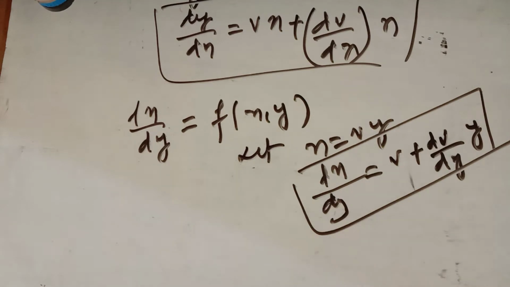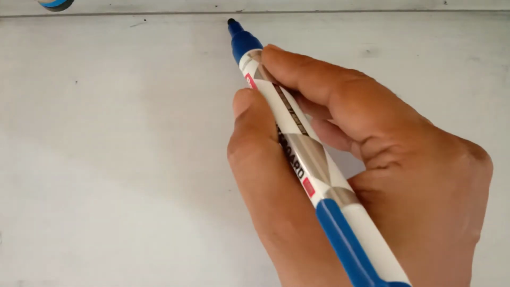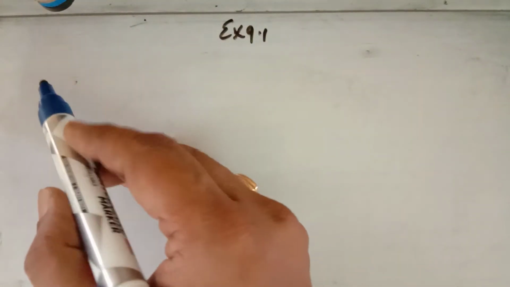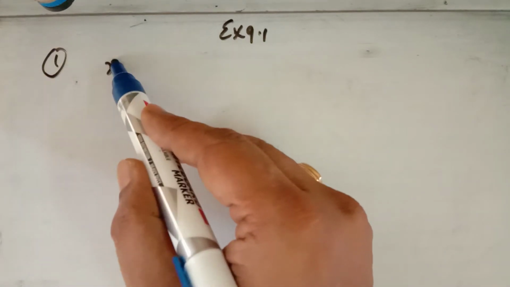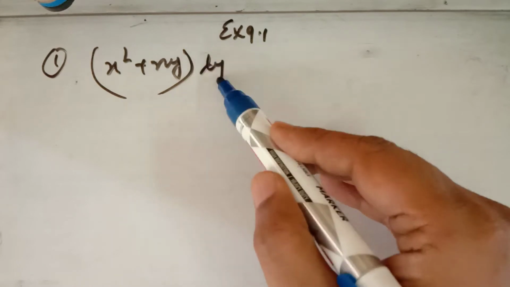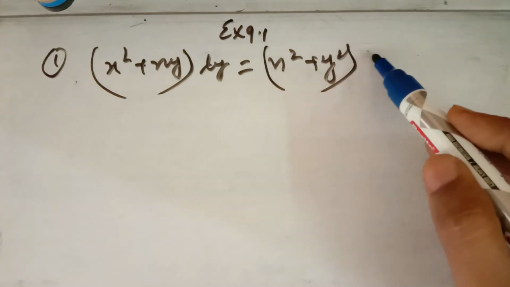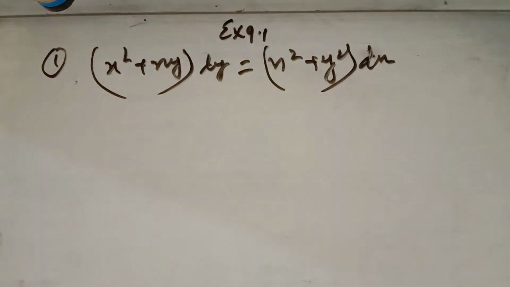Now let us start with the exercise. It is exercise 9.5 and the question number is 1. It is (x square plus xy) dy is equal to (x square plus y square) dx. Here you have to show that each of the following is a homogeneous differential equation and then solve it.